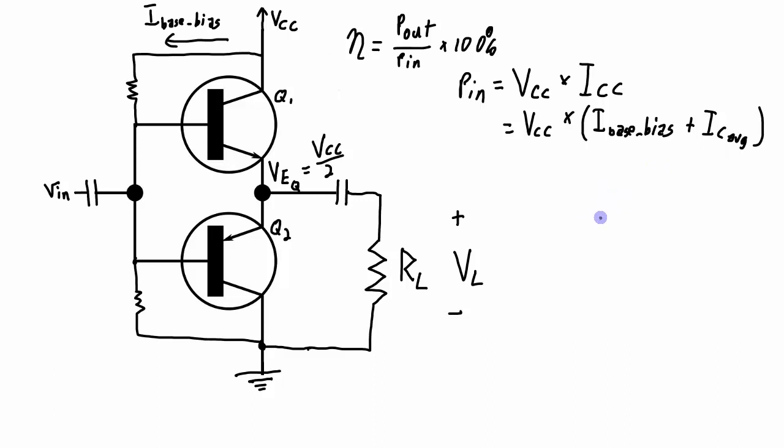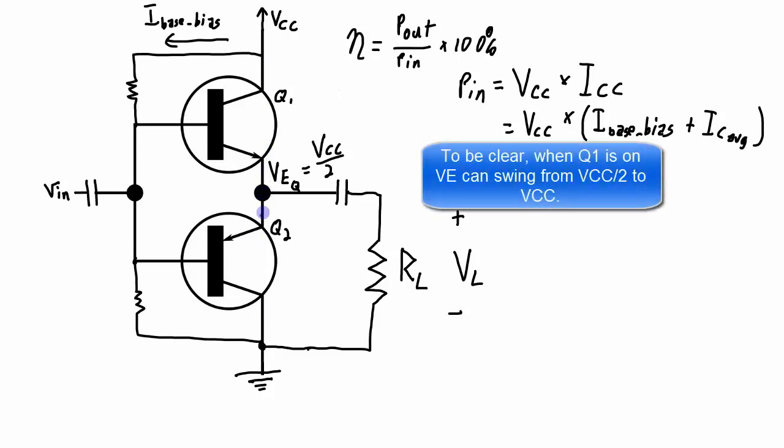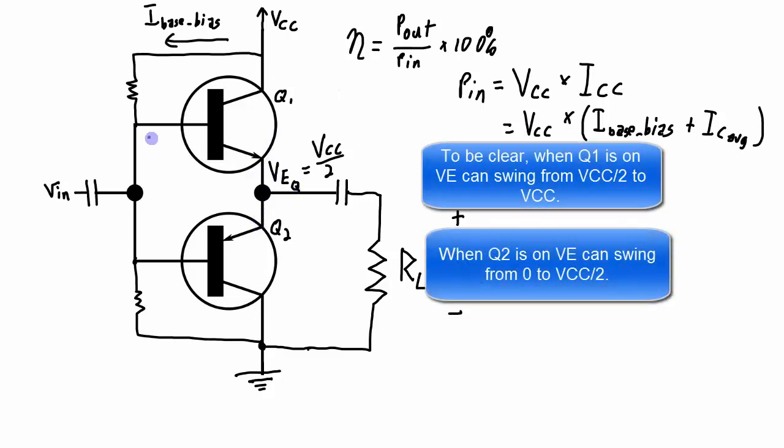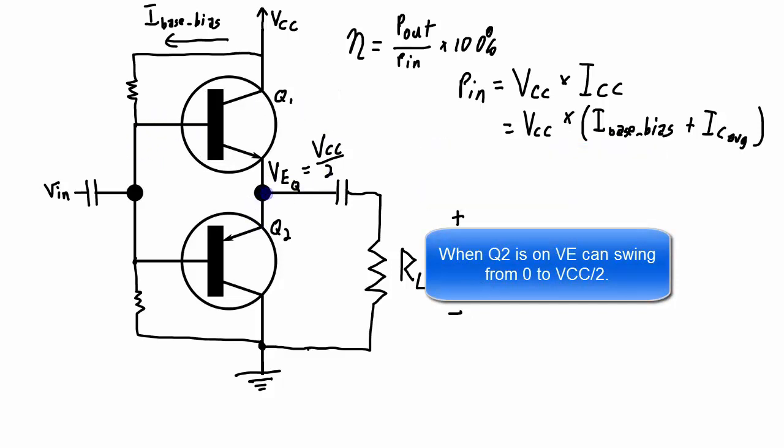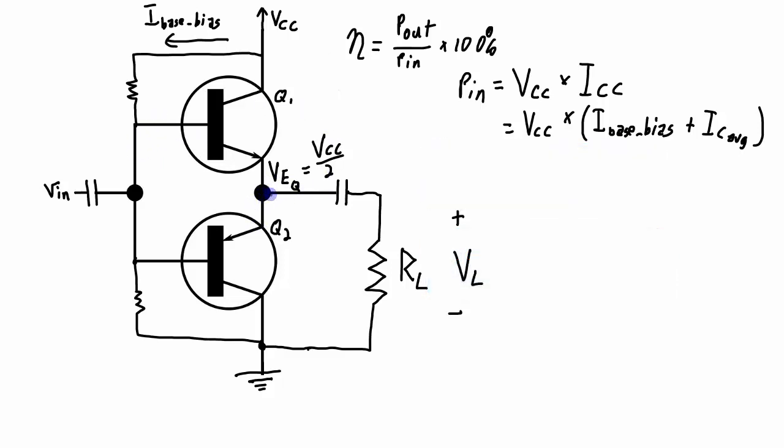And that IC average is going to be the current that's flowing in this path. And the current that's flowing in this path is going to be determined by how this VE varies. And this VE is going to vary by being 0.7 volts or so less than VB, and it's going to be able to swing up to VCC and down to 0 volts. And as the input swings as half the sine wave, the VE is going to swing as half the sine wave.